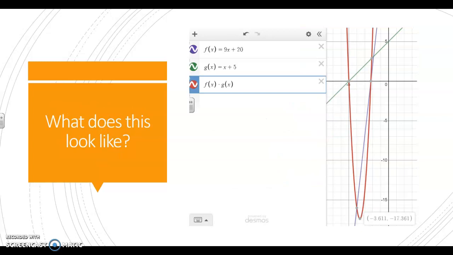Now the range of the product. Remember, when we have a parabola, our product isn't all real numbers because we have a lowest point here. So our lowest point here occurs at our x value of negative 3.6, but our actual range, our y value, is negative 17. I'm going to round that to negative 17.4. So our y values can be anything above this line of y equals negative 17.4.